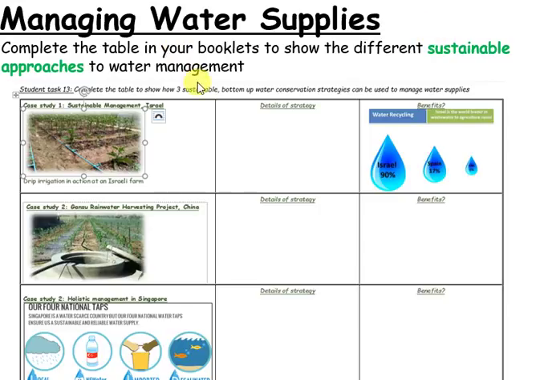More sustainable approaches to water management, and there's three case studies we're going to look at. One is sustainable management in Israel, so as well as using desalinization, they've got some more bottom-up techniques. Rainwater harvesting projects in China, and then the Four National Taps project in Singapore.